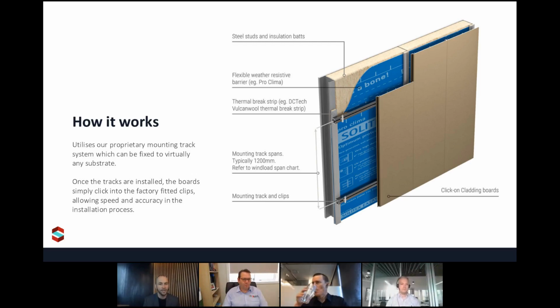So that means the builder understands its capabilities, architects and designers know how to detail it, they've specified it before, and installers have worked with it. It's really quick and easy to detail and to install.